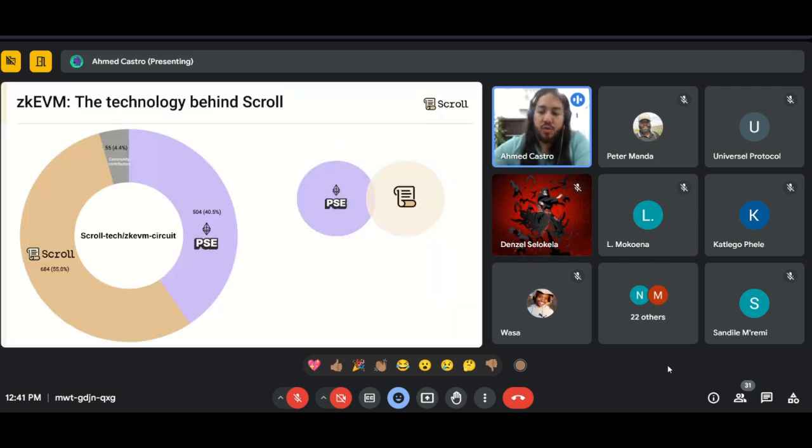Okay, so how was Scroll born? How did this project start? And what technology is it using? So actually, most of the code base from Scroll didn't originate at Scroll. It originated in the PSE, the Privacy and Scaling Exploration organization. That is an organization from the Ethereum Foundation.